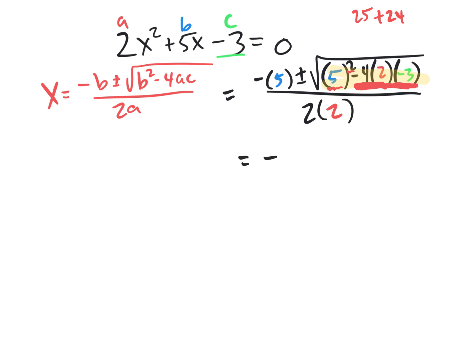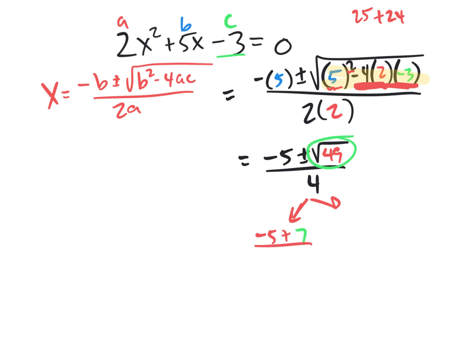So my new problem becomes negative 5 plus or minus the square root of, we said 25 plus 24 was 49, and that is still divisible by 2 times 2, which is 4. Now that plus or minus provides two different answers. You're going to have the negative 5 plus the square root of 49 is 7 divided by 4. And you're going to have negative 5 minus 7 divided by 4. Maybe I should have shown my work and shown that I replaced the square root of 49 with 7. Okay, and then you could have split it to the plus 7 and the minus 7.